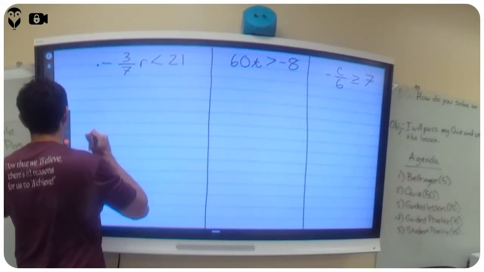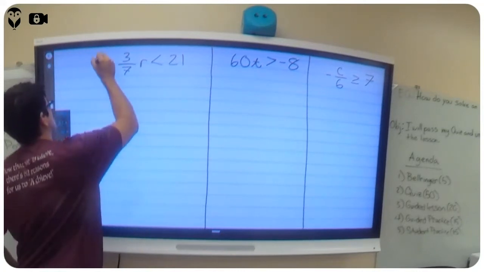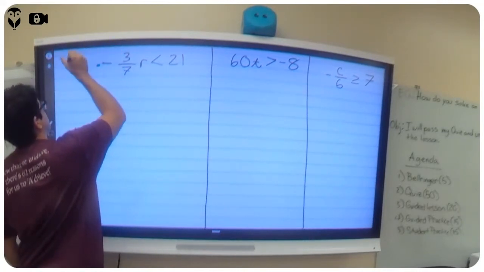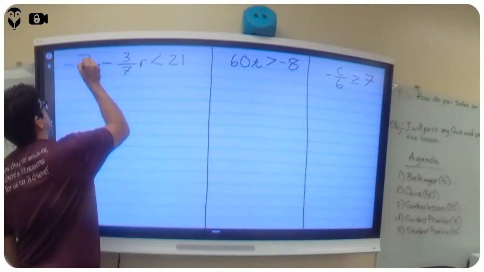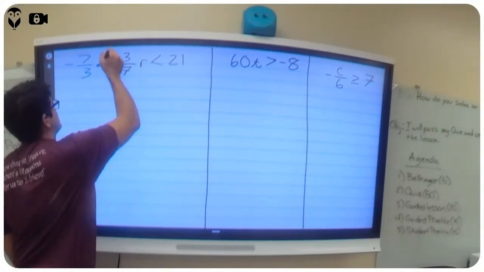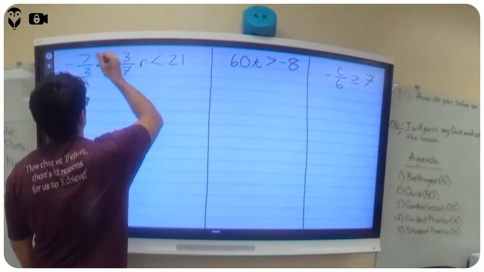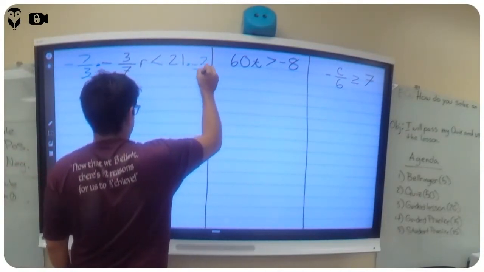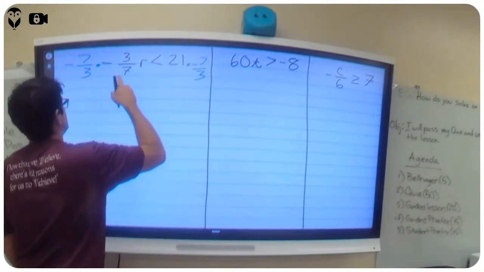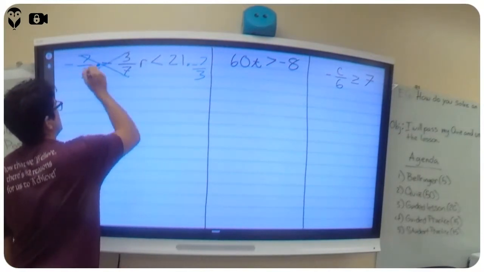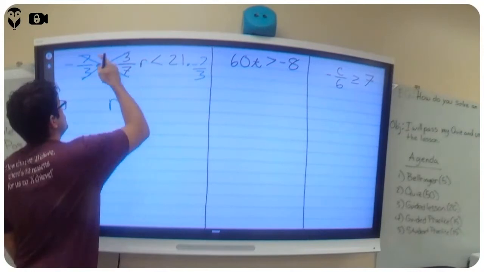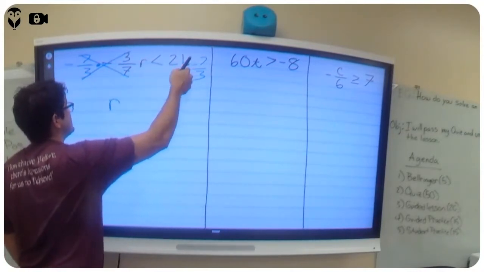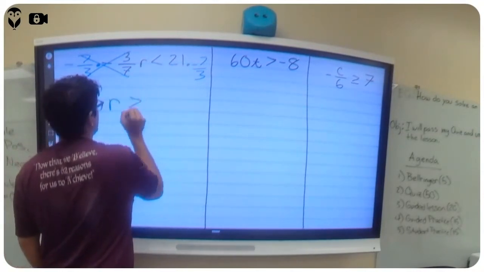So here, to get rid of negative 3 over 7, you have to multiply. Let me write in a different color here. You have to multiply by negative 7 over 3. The negative cancels the negative, the 7, the 3. Multiply this side by negative 7 over 3. So this is going to cancel. We're left with r by itself. You multiply both sides by a negative number, which changes the sign here.